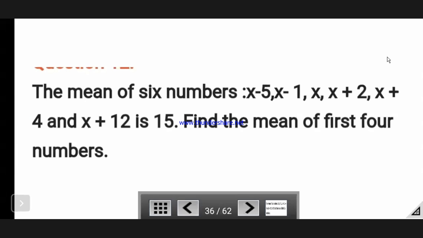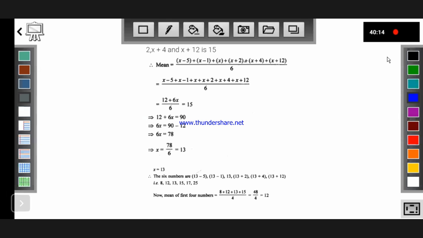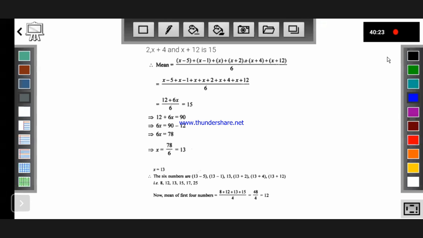Thirteen. 13. Wait, let's check. Mean is 13, ma'am. Answer is not. Value of x is 13. See this.